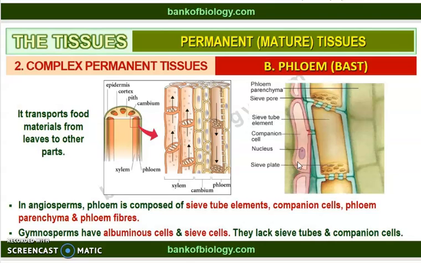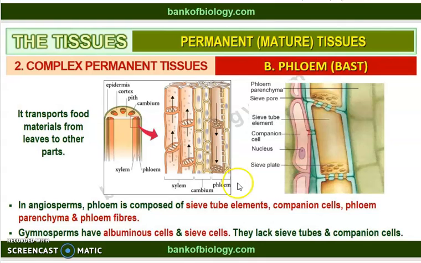And we know that leaves are the photosynthetic part of a plant, and that part is the one which produces the food. So what does the phloem do? The phloem will transport food materials from leaves to other parts of the plant. Okay, and in angiosperms, that is in flowering plants, phloem is composed of 4 different types of elements. Like the xylem, it also is made up of 4 different types of elements, right?